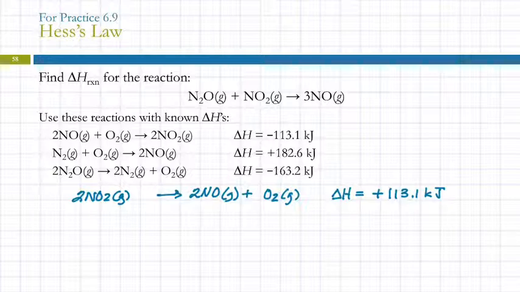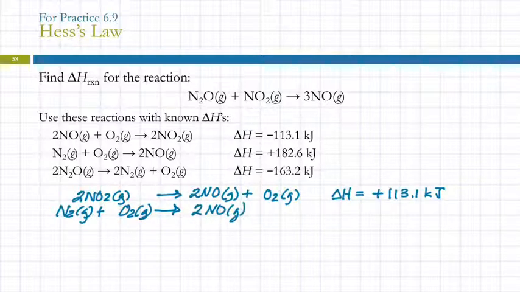So I'm just going to write this one down. Again, I want to line up the arrows. We'll make things easier later. So I've got nitrogen gas plus oxygen gas making 2 nitrogen monoxide gas. I haven't changed that equation at all, so I'm not going to change the delta H. I'm just going to copy it down.